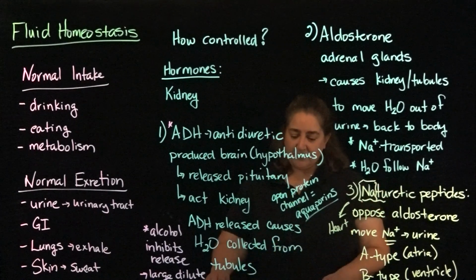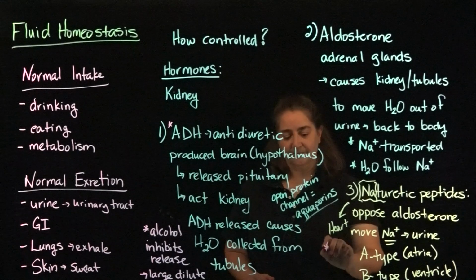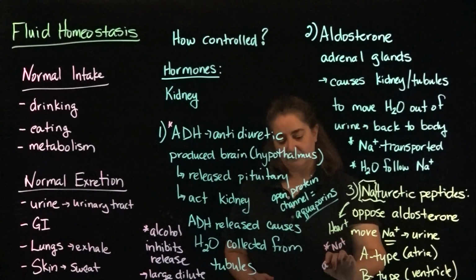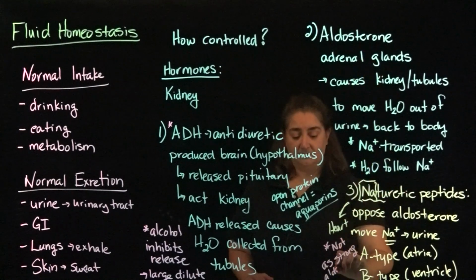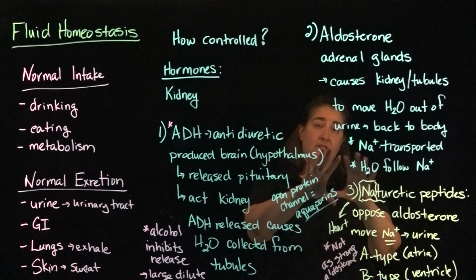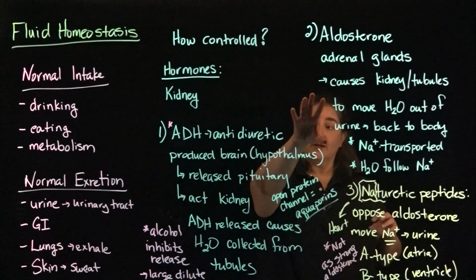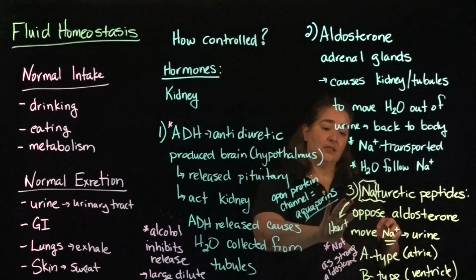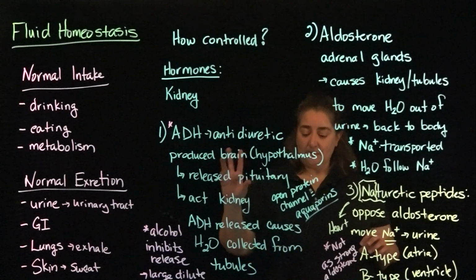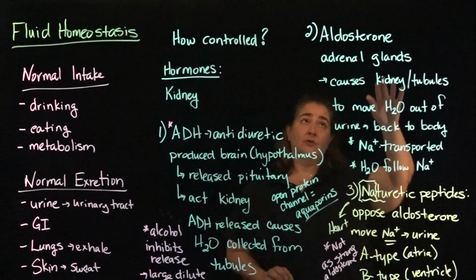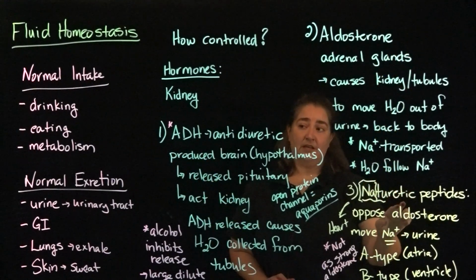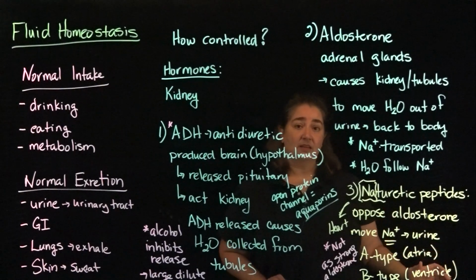With the natriuretic peptides, one thing: it's not as strong as aldosterone. So while it moves things in a different direction, you're going to get a greater movement of water with aldosterone as opposed to the natriuretic peptides. But these are the three hormones I want you to remember: antidiuretic hormone, aldosterone, and the natriuretic peptides. All right? Thank you for your attention.